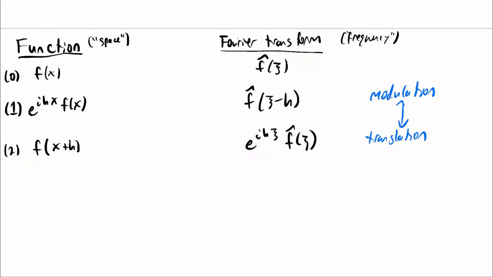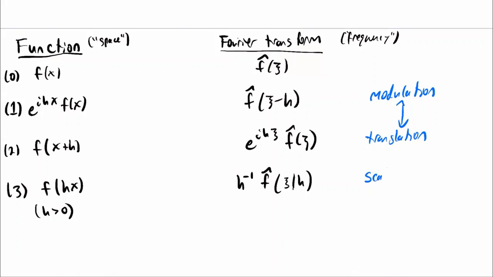Okay, and so the third property is related to scaling. Let's say I take my function f and I scale its input by h, where h is some number that's bigger than 0. What happens if I take the Fourier transform of f of hx? Well, I end up with 1 over h times the Fourier transform of f at xi divided by h. And so this is what happens to the Fourier transform when you scale.